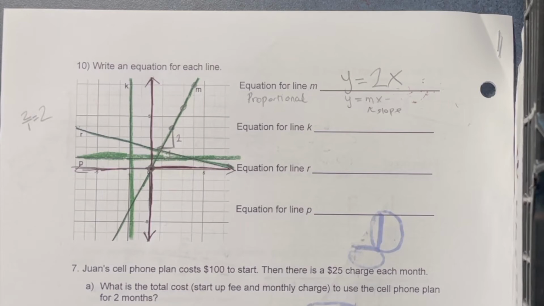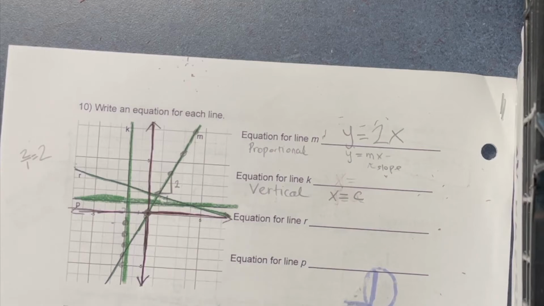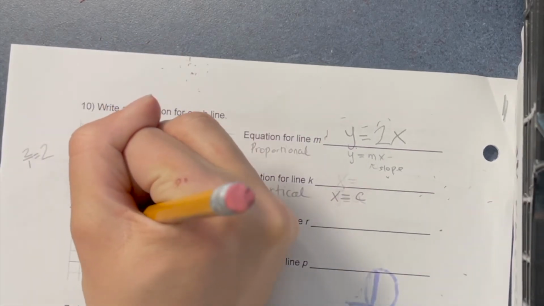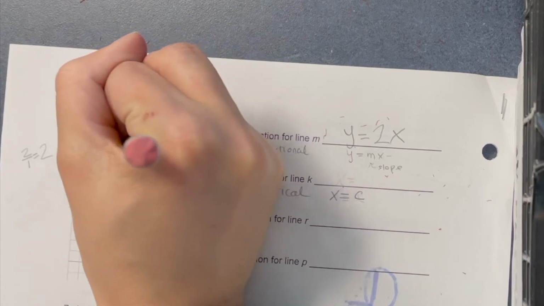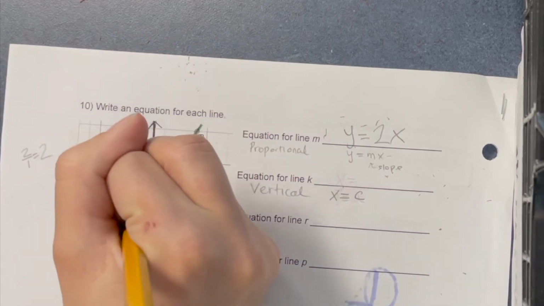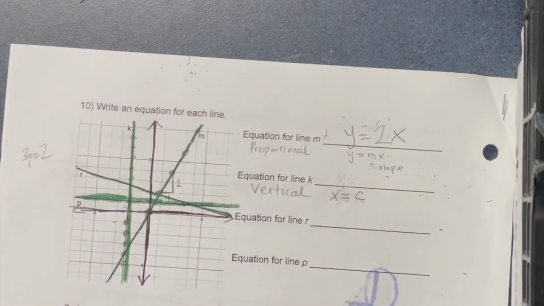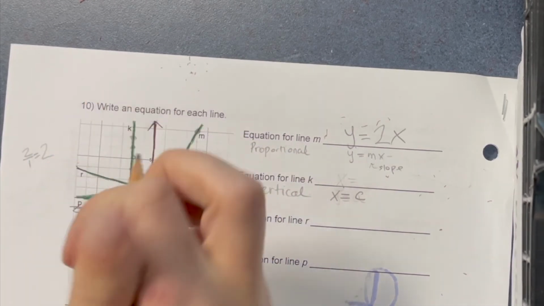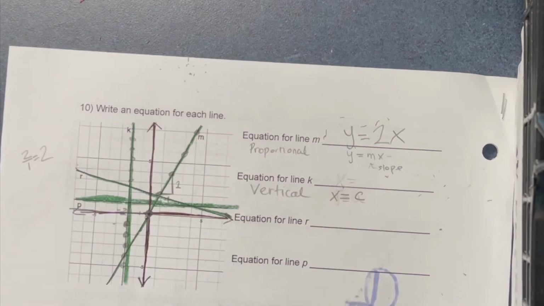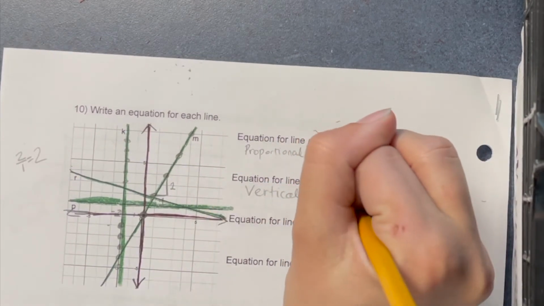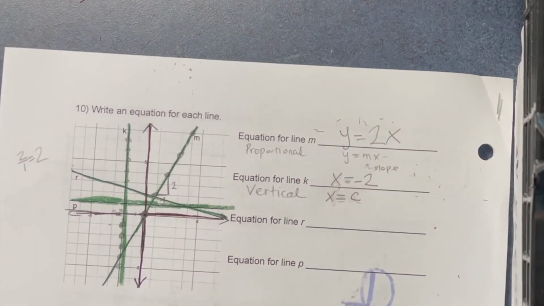Then we have line K. Line K is right here. This is my vertical line. For a vertical line, the standard form of an equation is x equals c, where c is the x coordinate for every single point on the line. So line K here, we see it's made up of all these points on the line. Okay? And this is 2 units to the left of the y-axis. So all these points have an x value of -2. Okay, so the equation of this line is x equals -2.